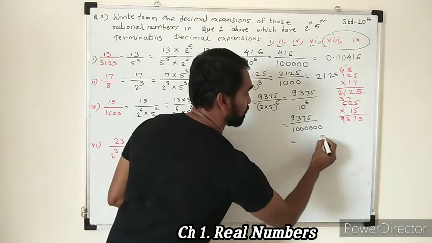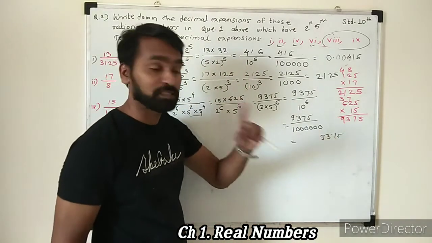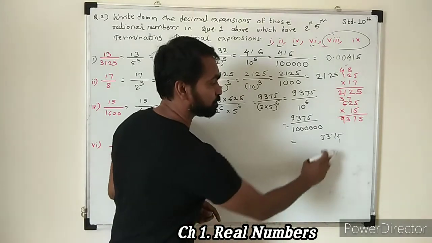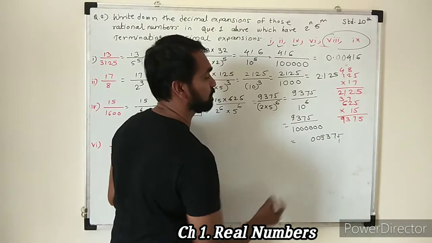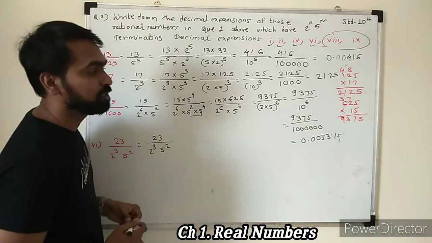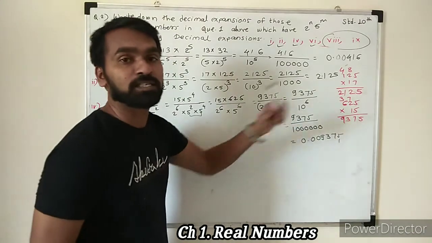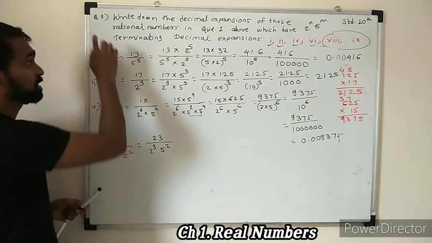So first you have to write the number 9375. And then how many zeros? 6 times. That we count here 1, 2, 3, 4, 5 and 6. And then point. So what is the answer? 0.009375. Okay. Now see the next and the last example for the second question.